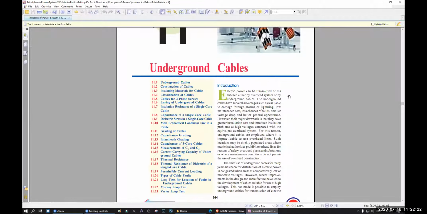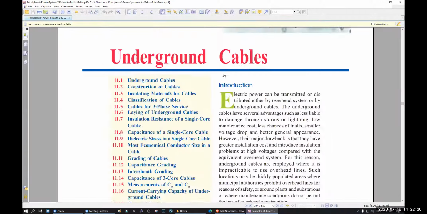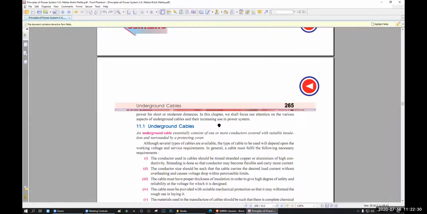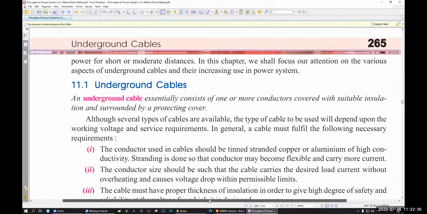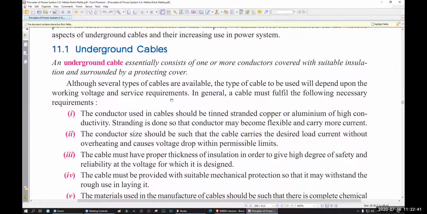Yeah, underground cable, new chapter. We'll start this chapter because this is a very small chapter. Actually, this is similar to your overhead system, but we need to learn a few points. An underground system cable is essentially one or more conductors covered with a suitable insulation, surrounded by a protecting cover. Obviously, because this will be underground, the protecting cover and insulation should be there.